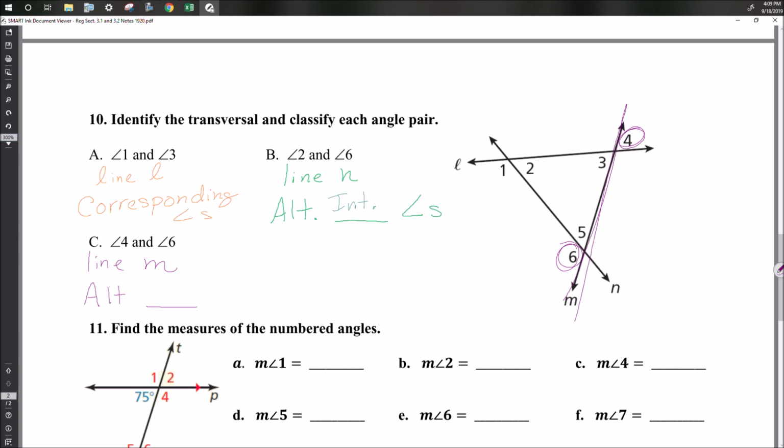Now we're going to need to figure out if they're alternate interior angles or alternate exterior angles. I notice my other two lines are here and here. And angle 4 and angle 6 are outside of those two lines. The interior would be right here. So that means angle 4 and angle 6 are alternate exterior angles.